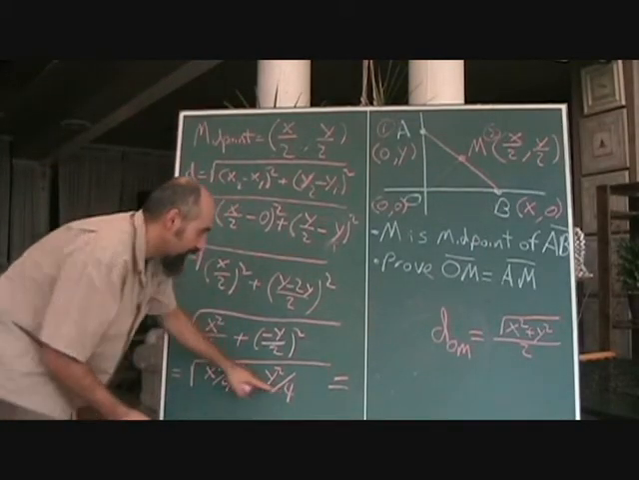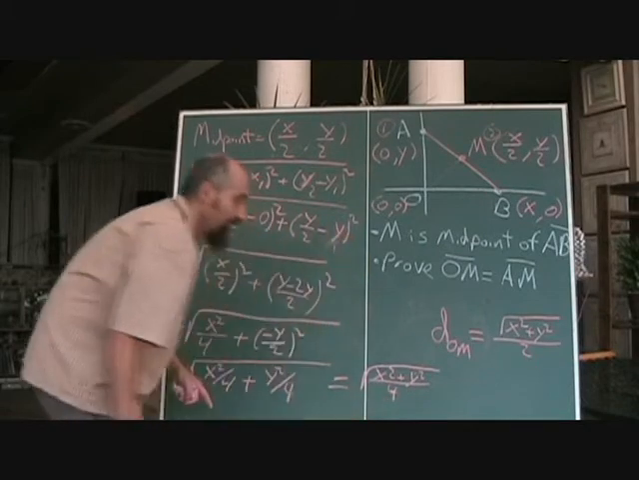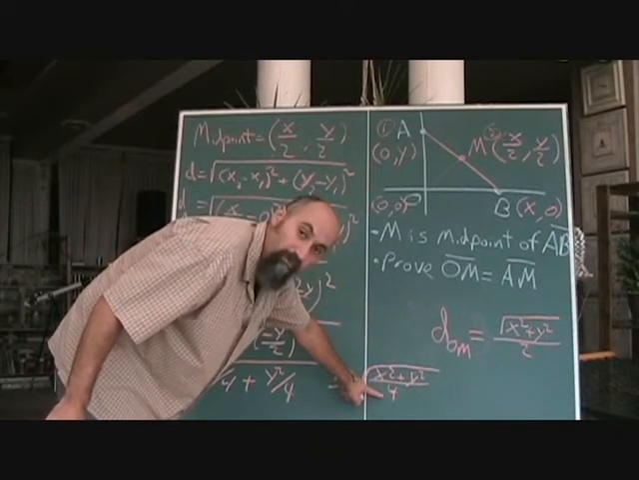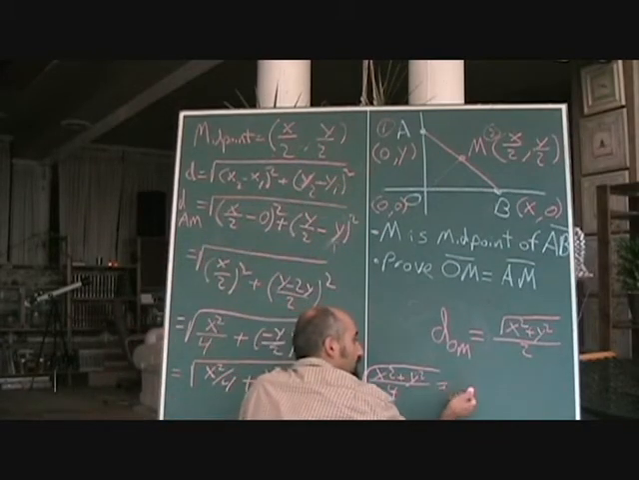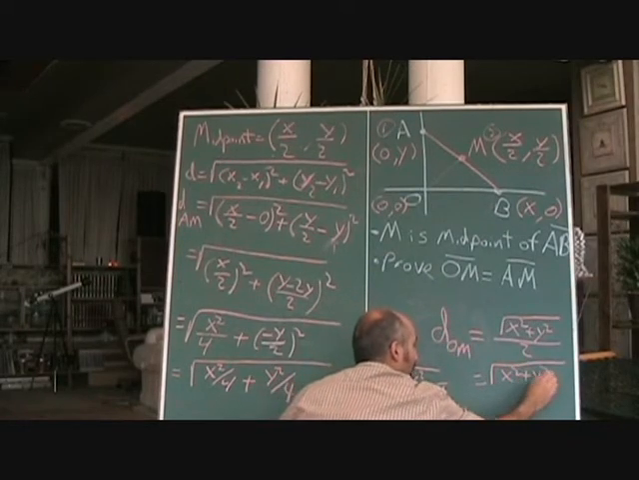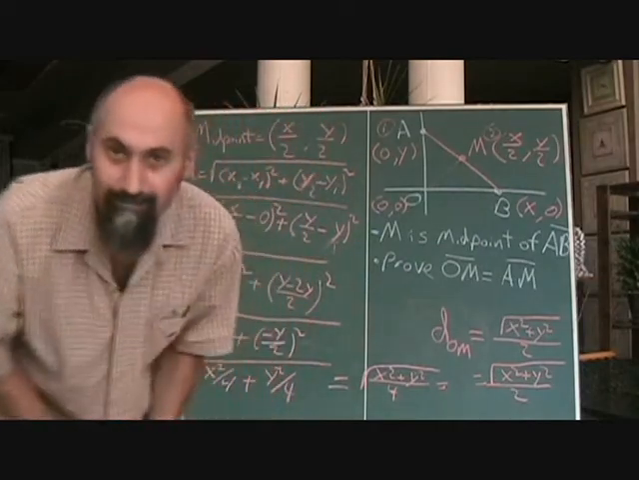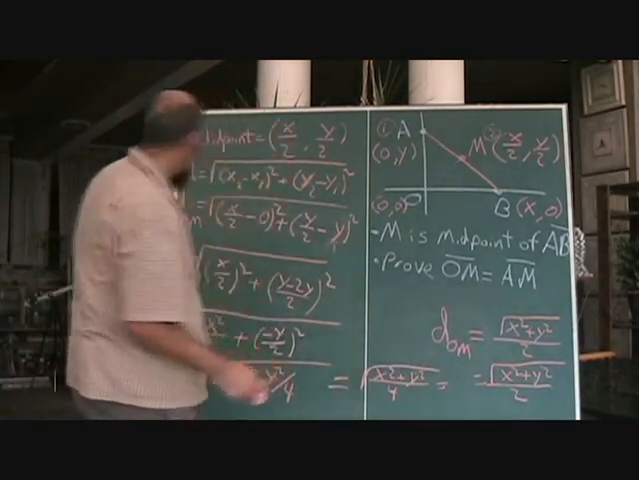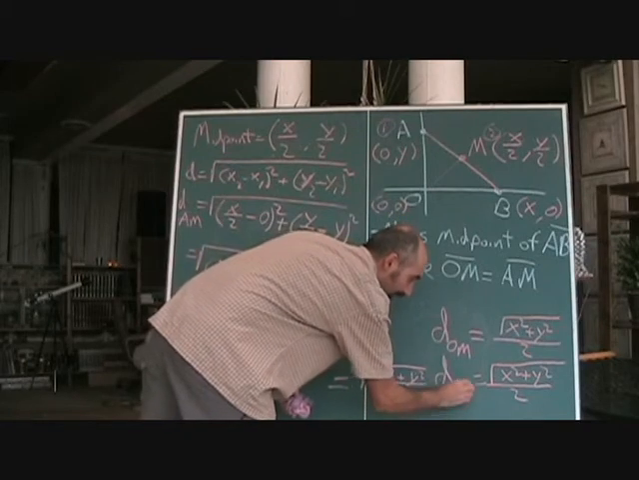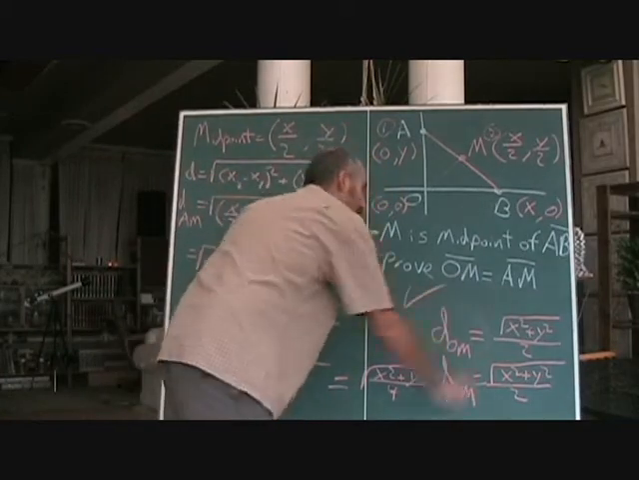These have the same common denominator, so it's going to be X squared plus Y squared over 4. And as we talked about earlier for the distance of OM, you can separate the top from the bottom and take the square root of the bottom and the square root of the top. The top you can't break down because the plus sign attaches them, so this equals the square root of X squared plus Y squared, and the square root of 4 is just 2. So the distance of AM is equal to the square root of X squared plus Y squared over 2, which is the distance of OM. So we just went ahead and proved this.